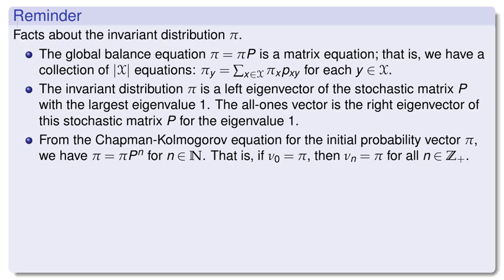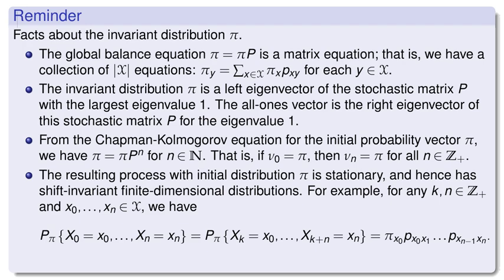Thirdly, by applying the Chapman-Kolmogorov equation, if we start with an initial probability vector Pi, then Pi remains Pi times P raised to the n for any natural number n. This directly implies that if the initial distribution Nu naught is Pi, then the distribution at any future time n, Nu sub n, will also be Pi for all non-negative integers n.